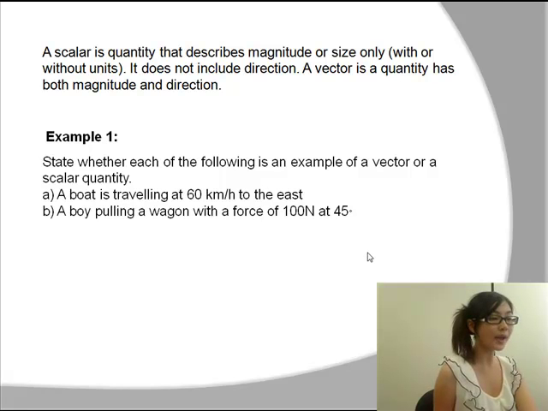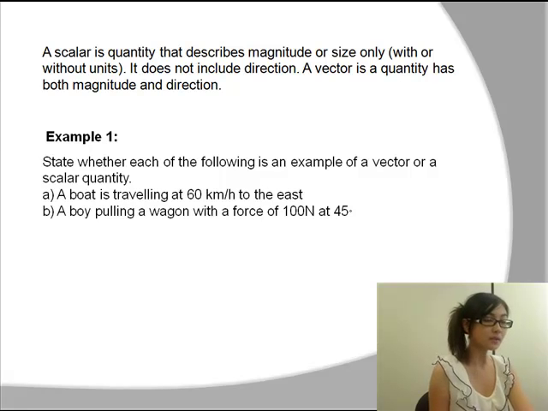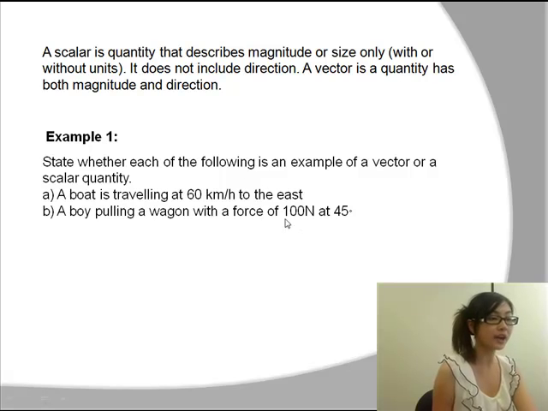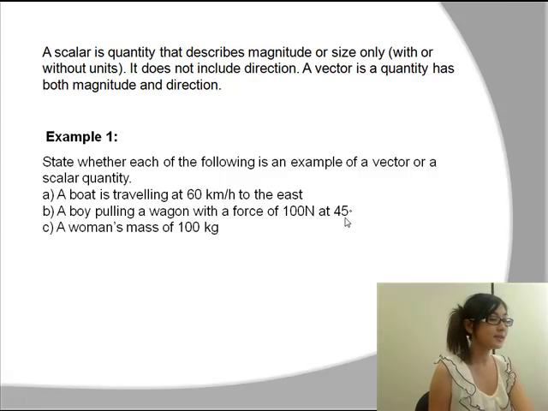Question B. A boy is pulling a wagon with a force of 100 Newton at 45 degrees. This will also be a vector because we know the amount of force, which is 100 Newton. Also, we know the direction, which is 45 degrees from the horizon.